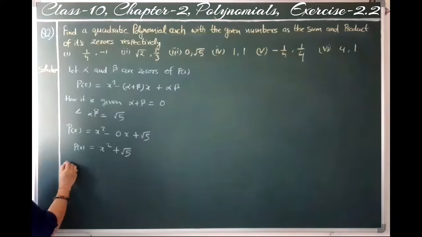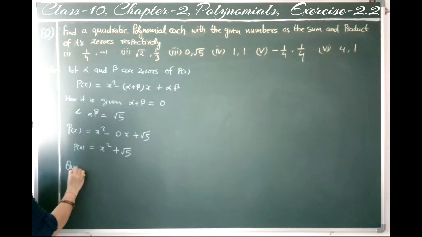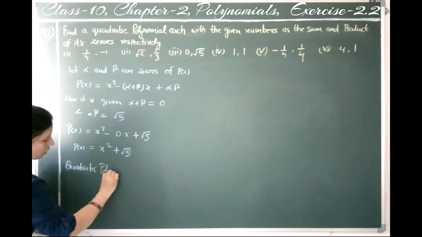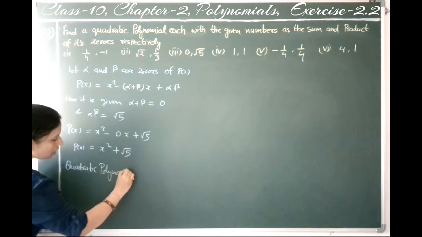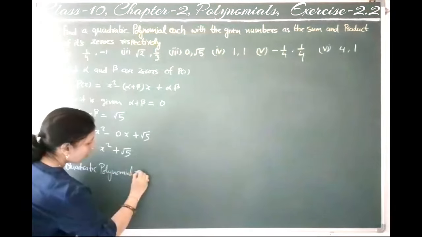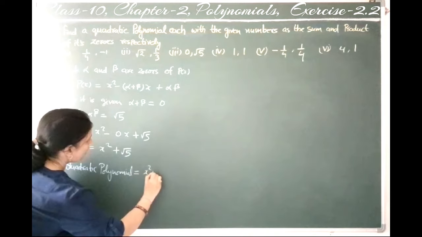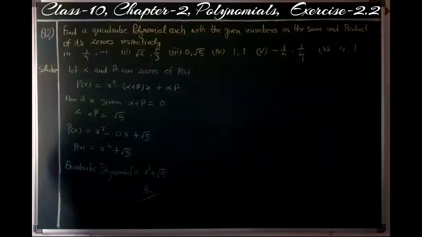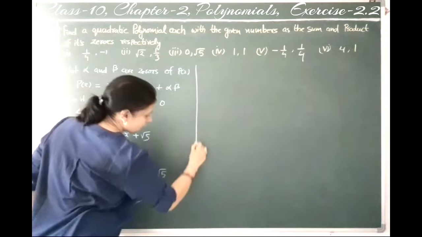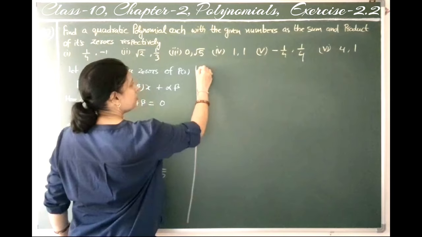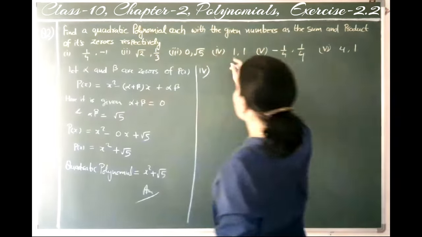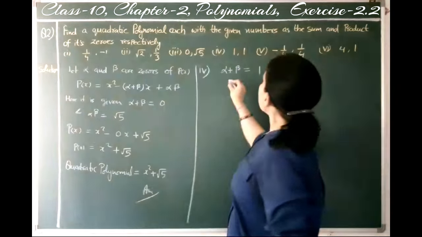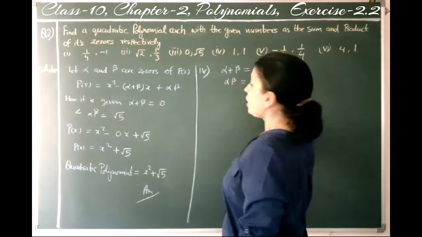So what will our quadratic polynomial be? Here the quadratic polynomial is equal to x² + root 5. So this is your answer for the third one. Next, let us see the fourth one. Here alpha plus beta, right? What is given? Alpha plus beta is given as 1 and alpha beta is also given as 1.